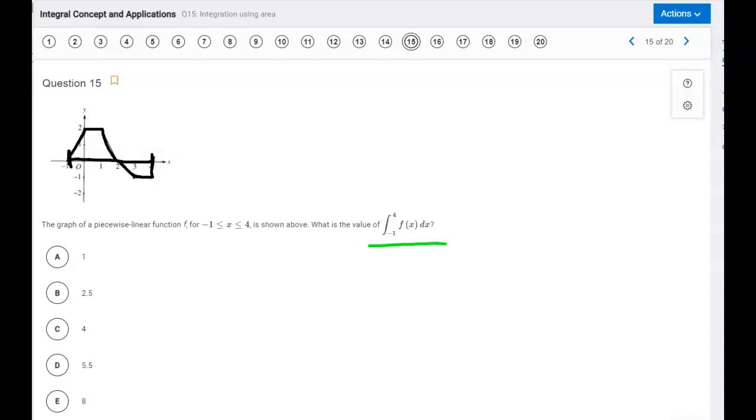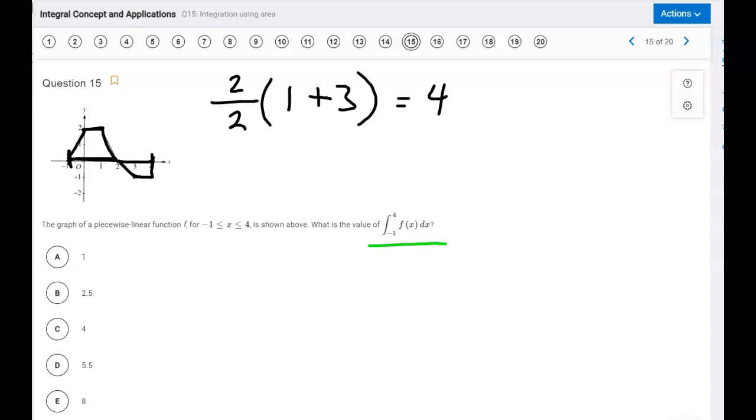The area of a trapezoid is height. So in this case, the height of that trapezoid is 2. Height cut in half, multiplied by the sum of the bases. So the top base is 1, the bottom base is 3. Okay, and so that trapezoid comes out to have an area of 4.